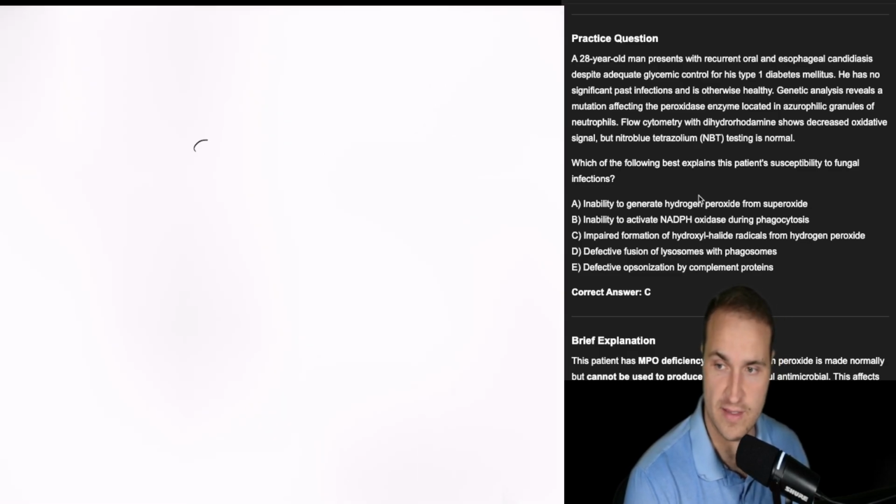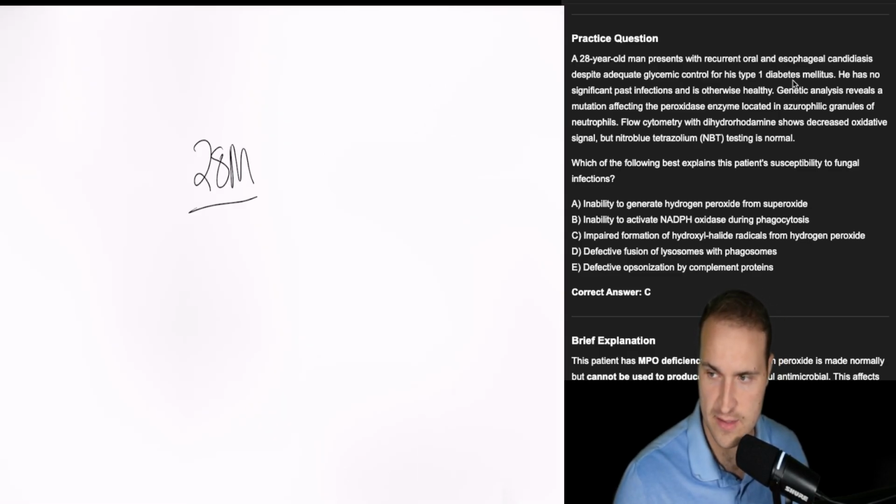So here we have a 28-year-old man who's got recurrent oral and esophageal candidiasis despite adequate glycemic control for type 1 diabetes. He has no significant past infections and is otherwise healthy. Genetic analysis reveals a mutation affecting the enzyme located at the granules of neutrophils. Flow cytometry shows decreased oxidative signal, and NBT testing is normal. What explains the susceptibility to fungal infections?